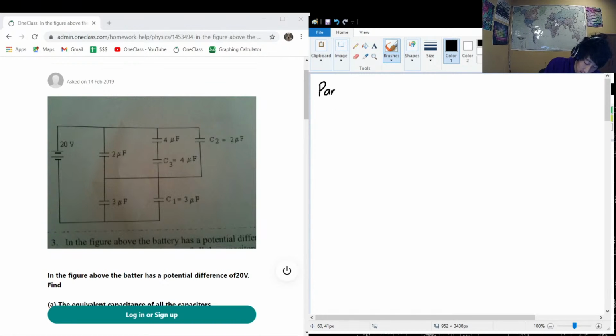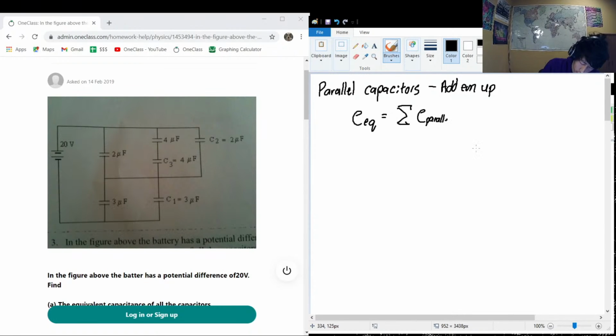So parallel capacitors, you just add them up. So in this case, CEQ is just going to be the sum of all of the C parallels. You'll see there are some similarities with resistors when we go into series capacitors. These are kind of like parallel resistors.